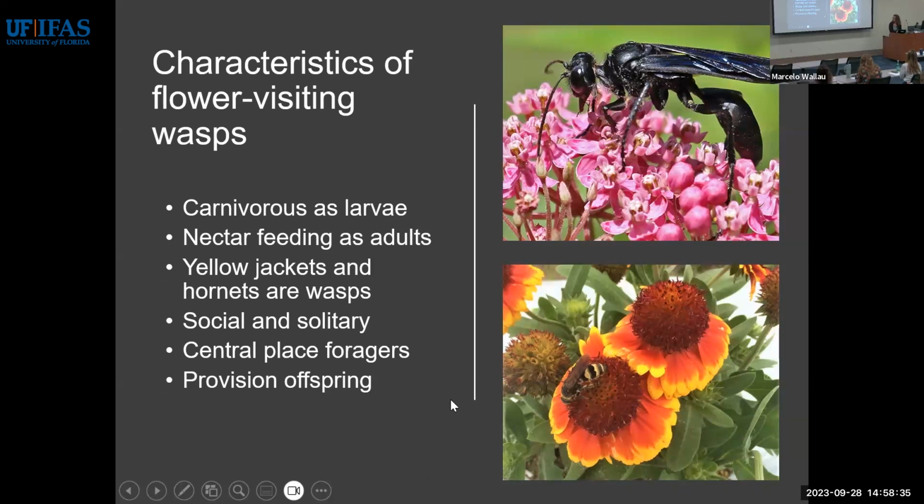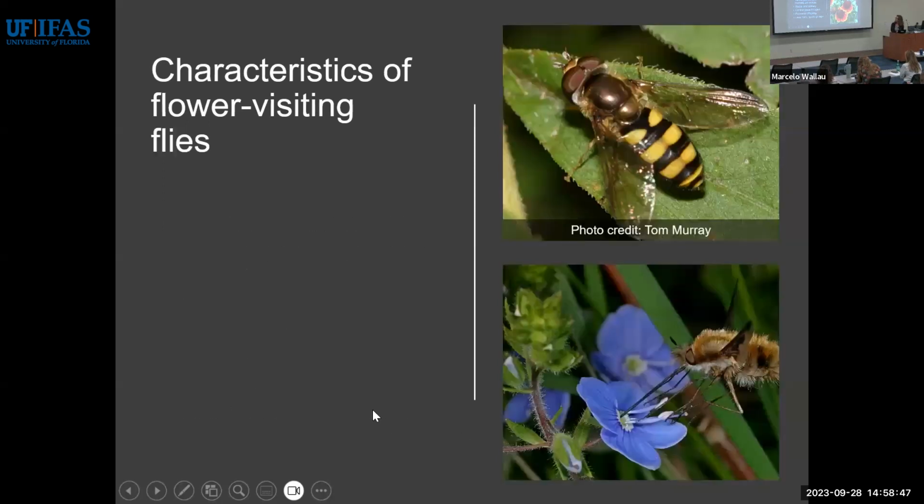So they'll stay more locally and they feed their babies. But they feed their babies insects and arthropods because they're carnivorous as larvae, so they don't collect pollen and nectar to feed their babies. And there's a lot of variation in wasps, but I highlighted the ones that will typically visit flowers.